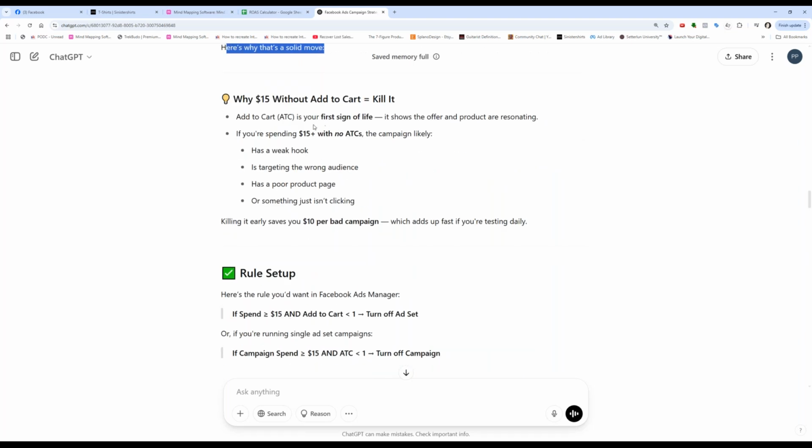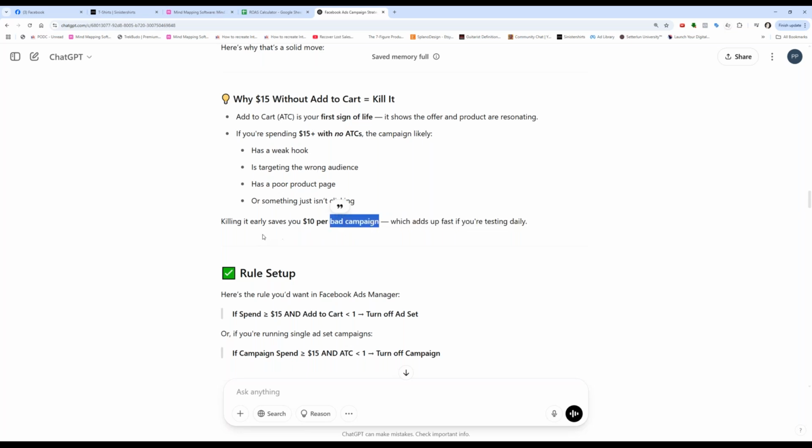Your add to cart is your first sign of life. It shows the offer and product are resonating. If you're spending $15 with no add to cart, the campaign likely has a weak hook, is targeting the wrong audience. This is it, more times than not. Or has a poor product page, or "not for me," or something just isn't clicking, possible. So there's 4 reasons why you might not get an add to cart. Killing it early saves you $10 per bad campaign.